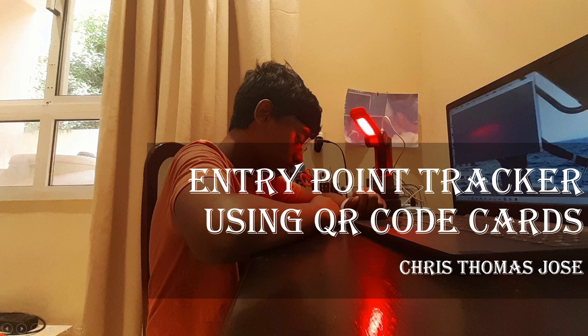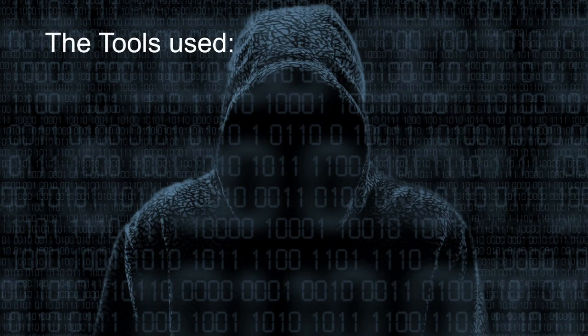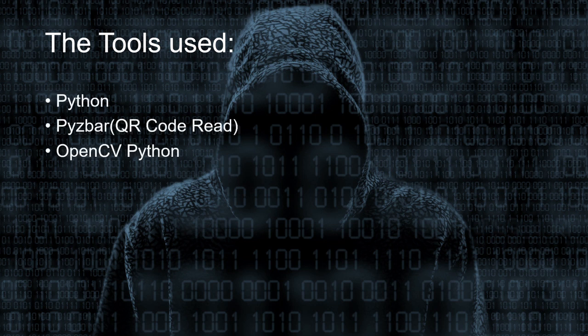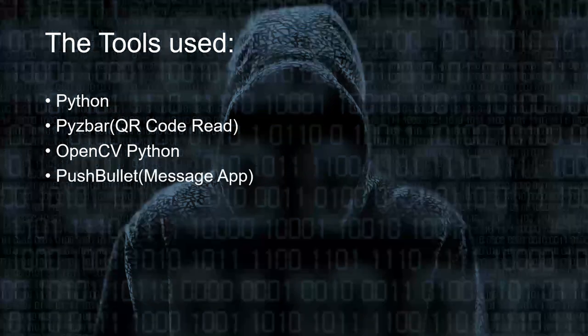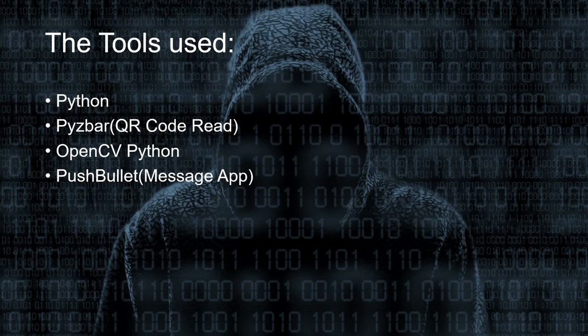So guys, now that you've seen the demo of the project, let's see what's happening at the back end. The tools which have been used for the project are Python, PyZbar, OpenCV Python, and PushBullet. Python is the base for all the code. All the code is written and executed there. PyZbar is a package which helps us to read QR codes and display the data which is inside them. I use this to read the data which is present in the QR code on my card. So this will read the data on the QR code and tell what is inside.